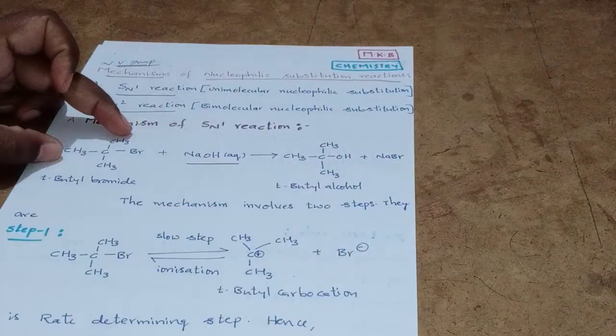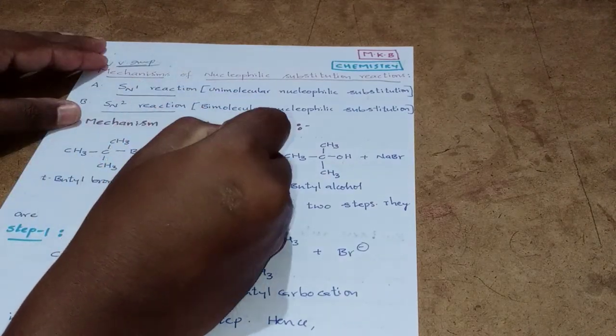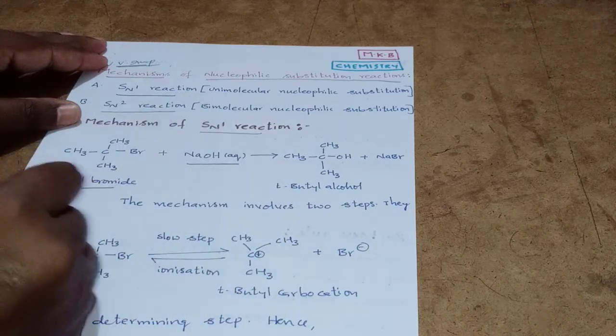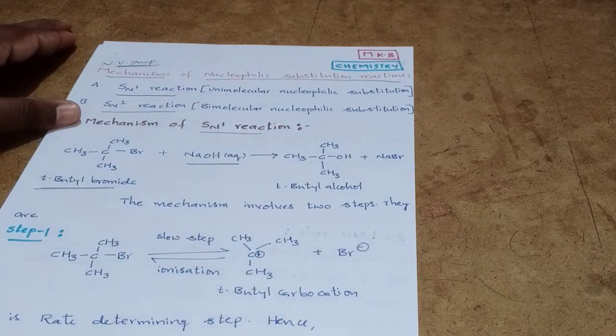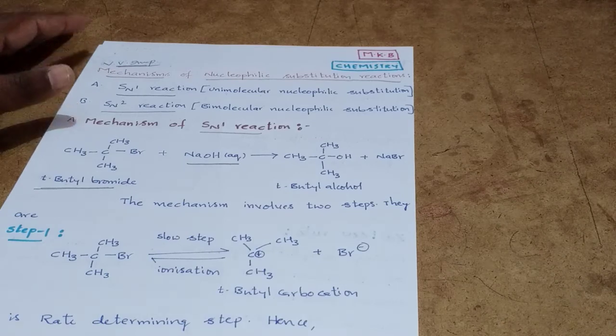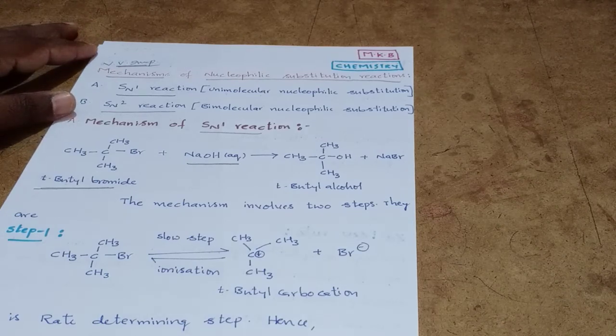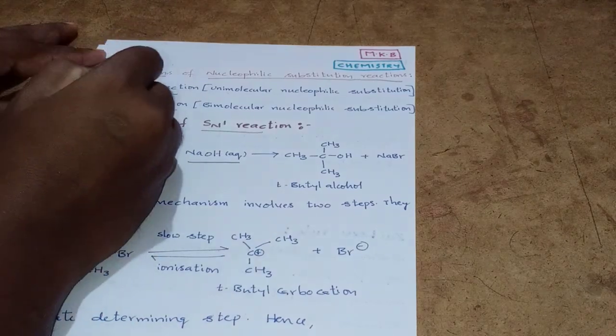That is the difference here. One of the classifications we already studied is that alkyl halides are of three types: primary alkyl halide, secondary alkyl halide and tertiary alkyl halide. In SN1 reaction, only tertiary alkyl halides participate in the nucleophilic substitution reaction. So what does this SN1 mean?